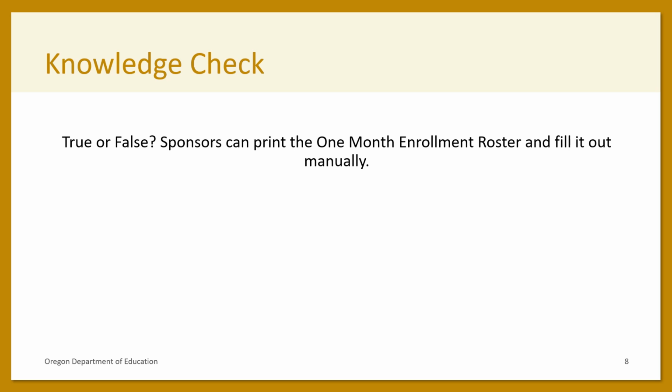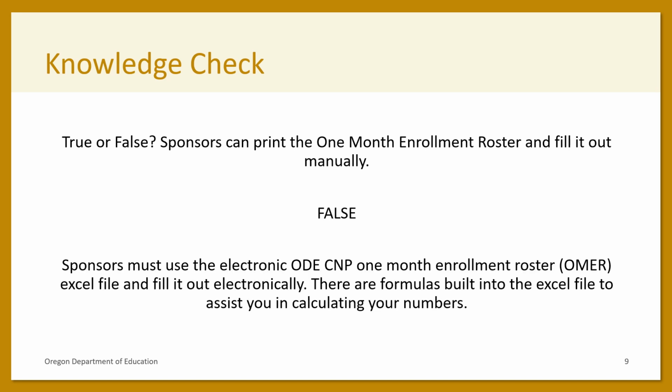It's time for a knowledge check. True or false? Sponsors can print the 1-month enrollment roster and fill it out manually. The answer is false. Sponsors must use the electronic ODE-CMP 1-month enrollment roster Excel file and fill it out electronically. There are formulas built into the Excel file to assist you in calculating your numbers of free, reduced price, and above scale participants.